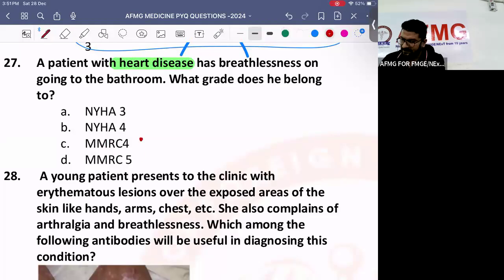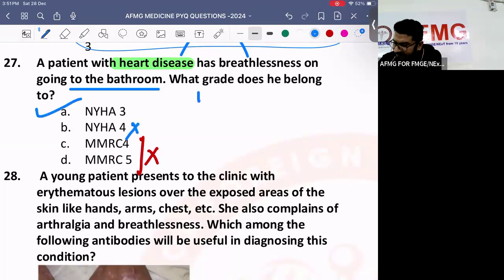If heart disease is given, then MMRC is for lung disease. Heart disease है तो क्या होगा? NYHA. A patient is having breathlessness on going to bathroom. तो क्या होगा? Four क्या था? Rest. Four was at rest. So it is NYHA 3. Okay, what was NYHA 1, 2, 3, 4? बताओ.